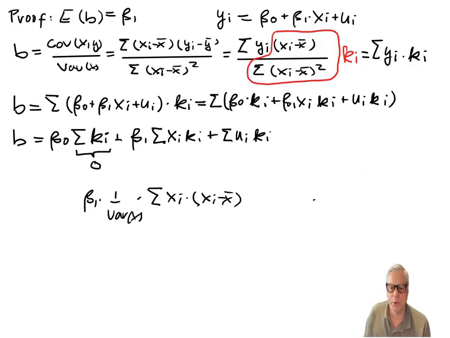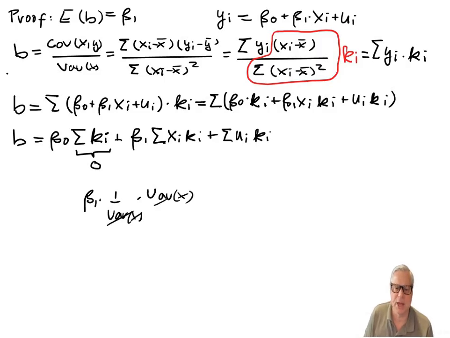So in other words, we have here beta 1 times 1 over the variance of x, times the variance of x. So this cancels out and we just have here beta 1, because this term evaluates to 1.